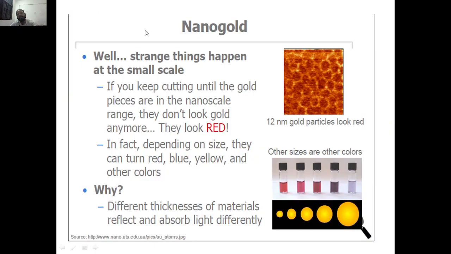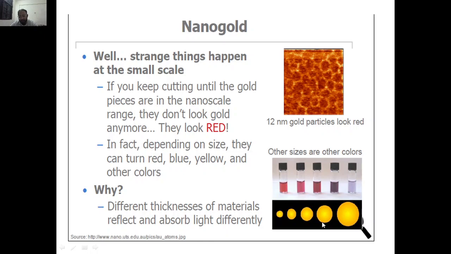Next we have nano gold. I have already discussed the same thing, you can also copy paste. Strange things happen at the nanoscale or small scale. If we keep cutting until the gold pieces are in the nanoscale range, they don't look gold anymore, they look red in color. So 12 nanometer gold particles look red in color. In fact, depending on the size, they can turn red, blue, yellow and other colors also.